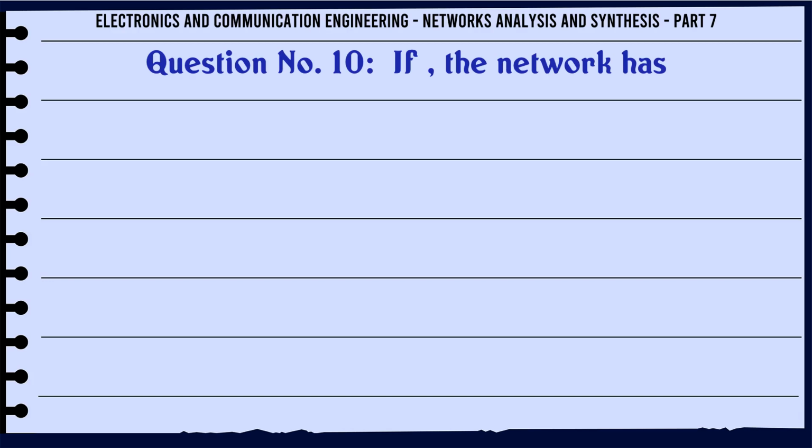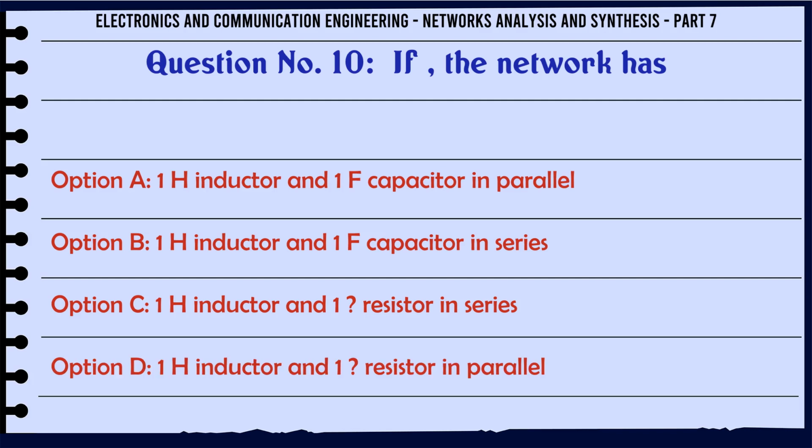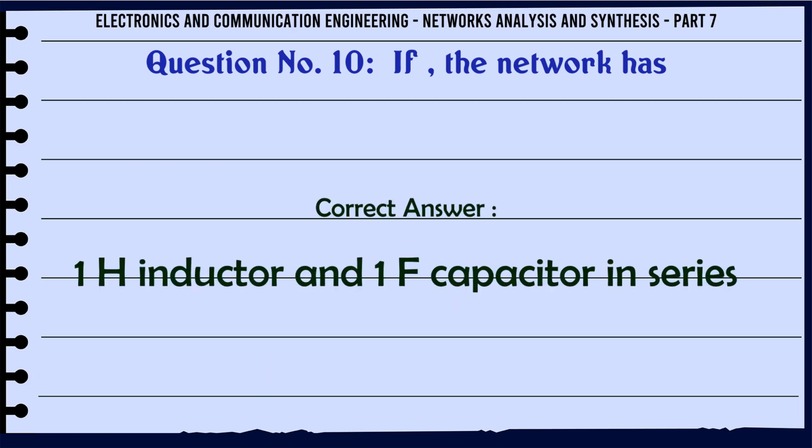The network has: A, a 1 H inductor and 1 F capacitor in parallel; B, a 1 H inductor and 1 F capacitor in series; C, a 1 H inductor and 1 Ω resistor in series; D, a 1 H inductor and 1 Ω resistor in parallel. The correct answer is 1 H inductor and 1 F capacitor in series.